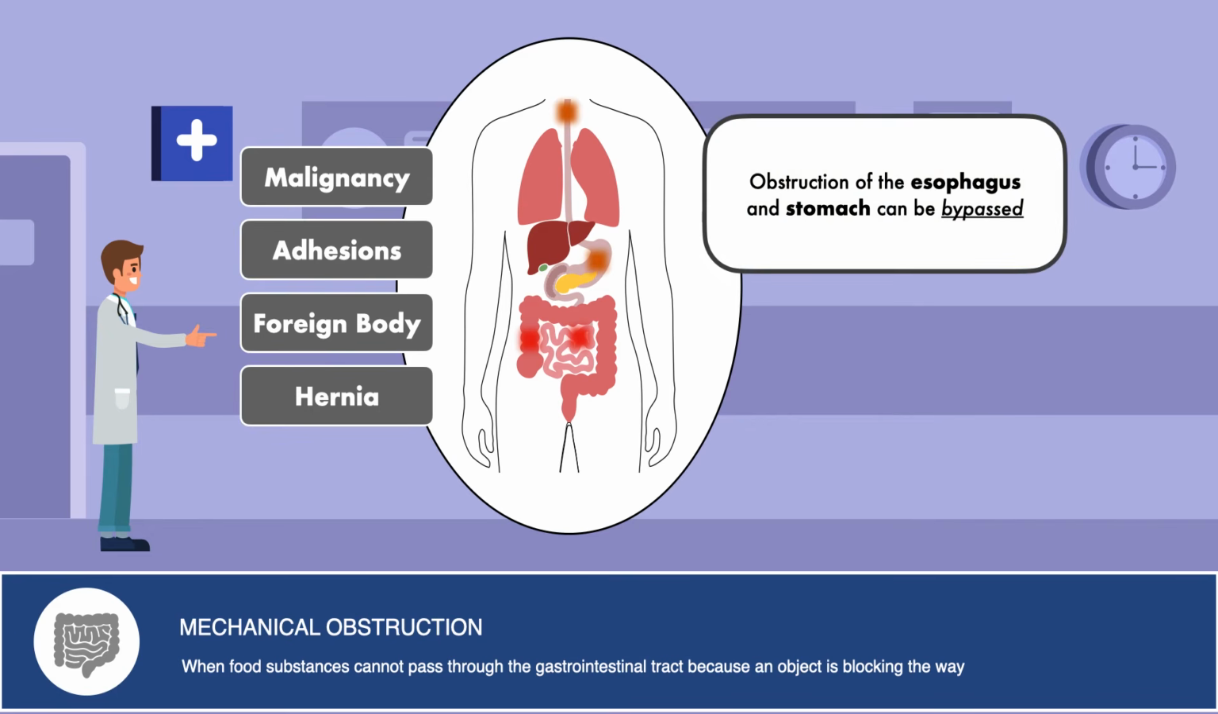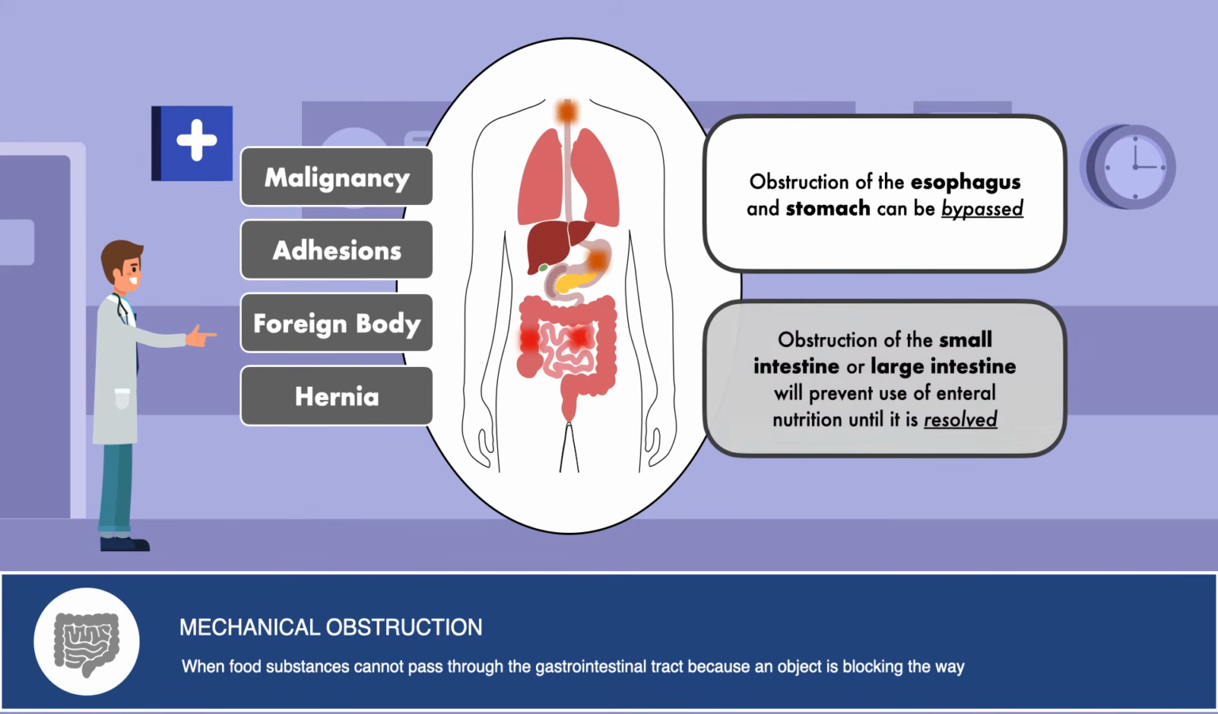Obstruction of the esophagus and stomach can be bypassed by placing a feeding tube through the abdominal wall and positioning the end in the small intestine. So, you still have an opportunity to give enteral nutrition before the issue is resolved. This is not the same for obstruction of the small intestine and large intestine. An obstruction of the small intestine or large intestine will prevent the use of enteral nutrition until it is resolved. In some instances, this will require surgical intervention. In others, the doctors will give the intestines time to rest to see if the obstruction resolves on its own.